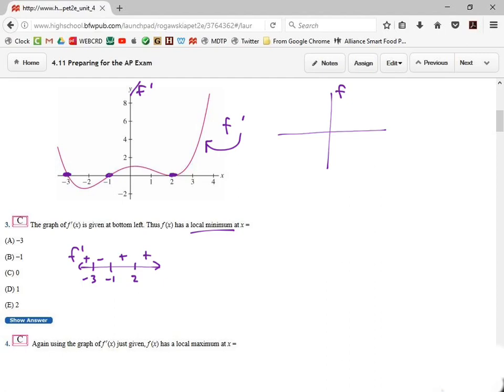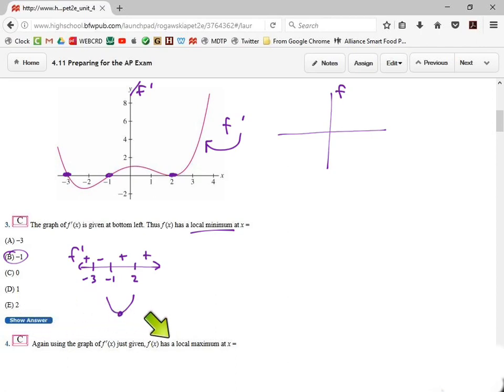All right, guys, do you see it? Do you see where the local minimum would be? Right here, we're increasing, then decreasing. Increasing and then decreasing gives us a maximum. Decreasing, then increasing does give us a minimum, so it looks like we're at -1. That's our answer. And since we already did this, let's go ahead and answer this next question.